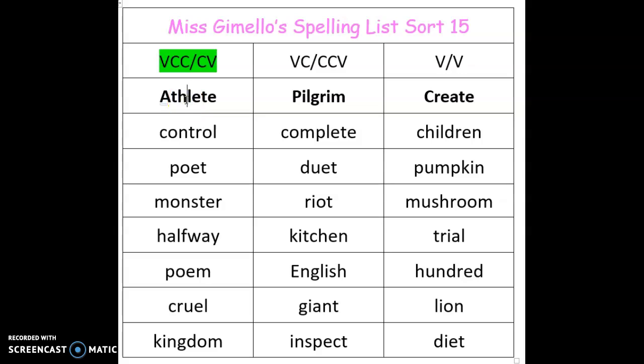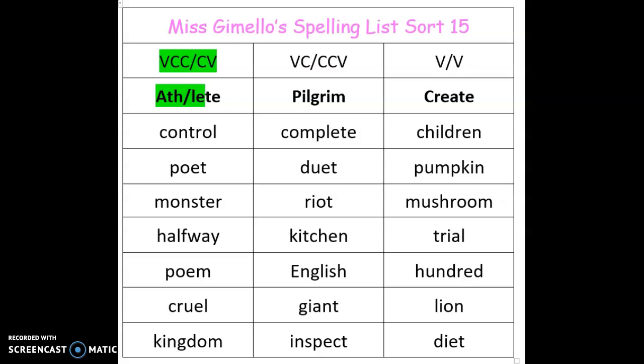So I'm going to put with my pencil a break right here, athlete. Those are two separate syllables. And if I find the first vowel, I have A-T-H-L-E. So that follows the vowel, consonant, consonant, consonant, vowel pattern where the break separates the consonants.